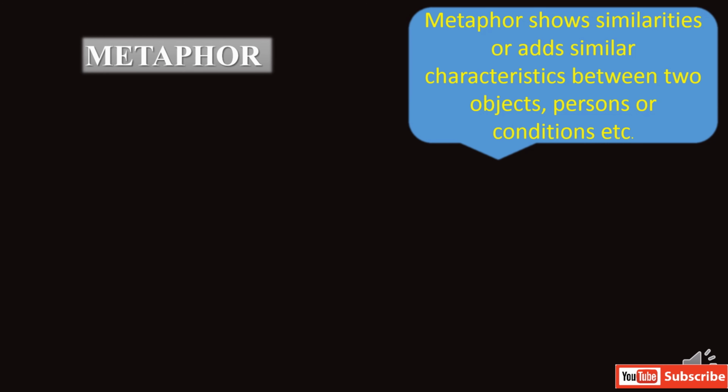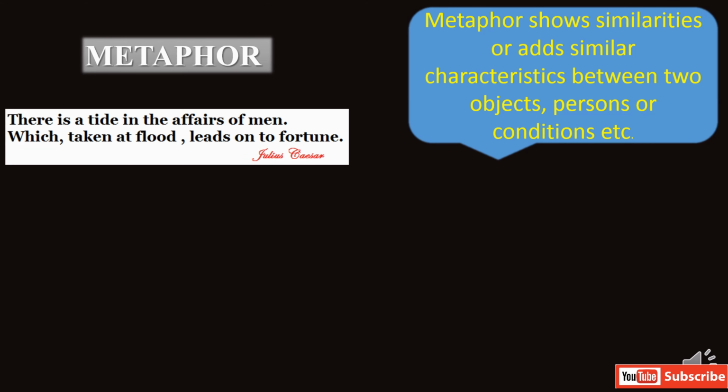So on the discussion of metaphor, we can make one simple definition. Metaphor shows similarities or adds similar characteristics between two objects, persons or conditions, and these two objects, persons or conditions can be dissimilar. So metaphor puts similarities.